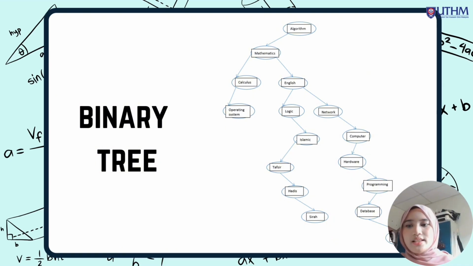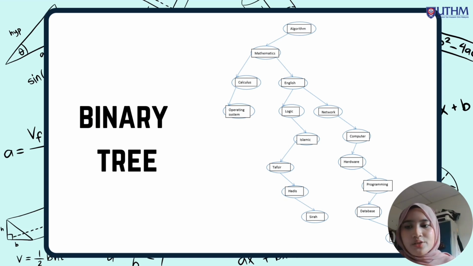Okay, so this slide shows a binary tree, which is a structure where each node can have at most two children. The root node here is algorithm, representing step-by-step instructions used to solve problems efficiently. From algorithm, the tree branches into mathematics and English. Mathematics leads to calculus, which is important for problem solving and analysis in computing. From calculus, we have operating system, which manages computer resources like memory, processors, and files.